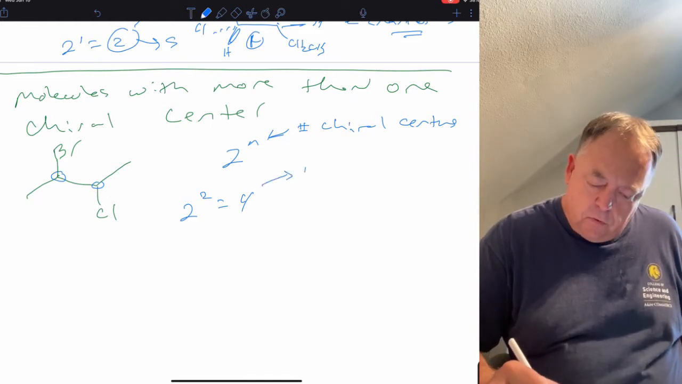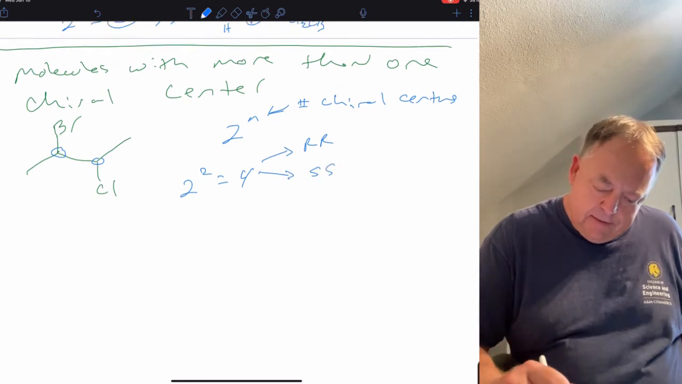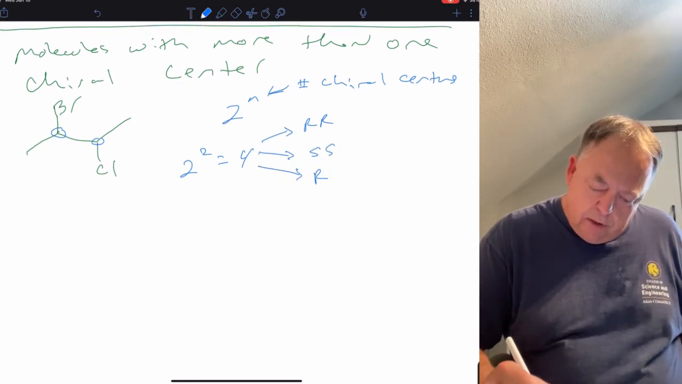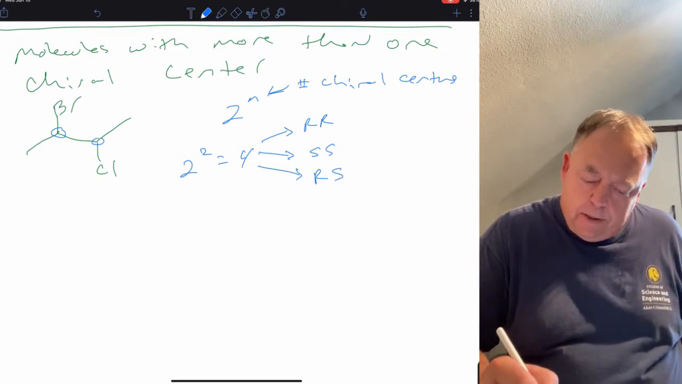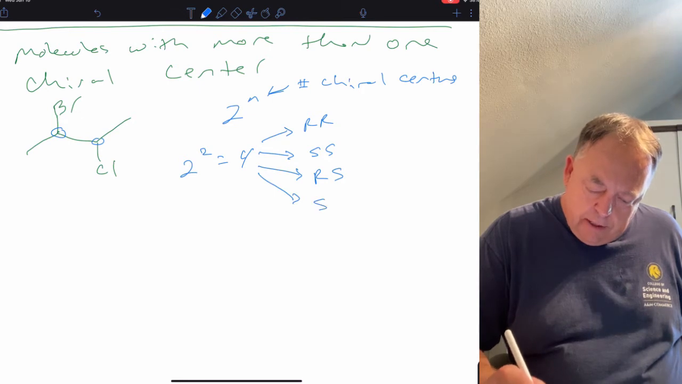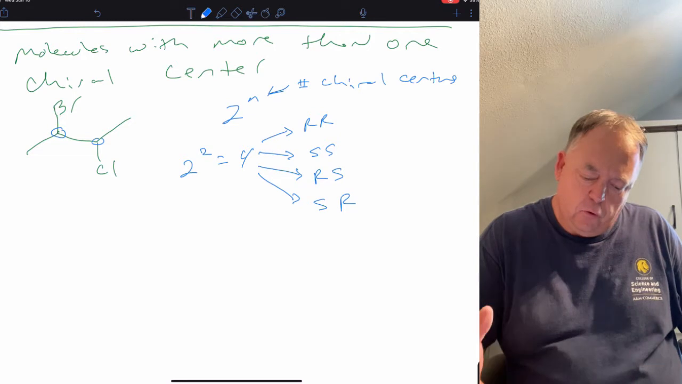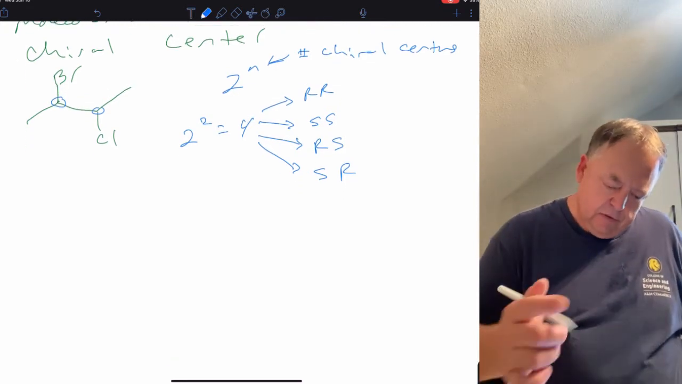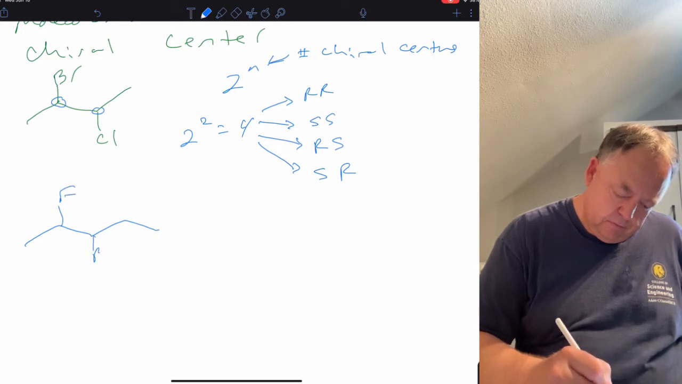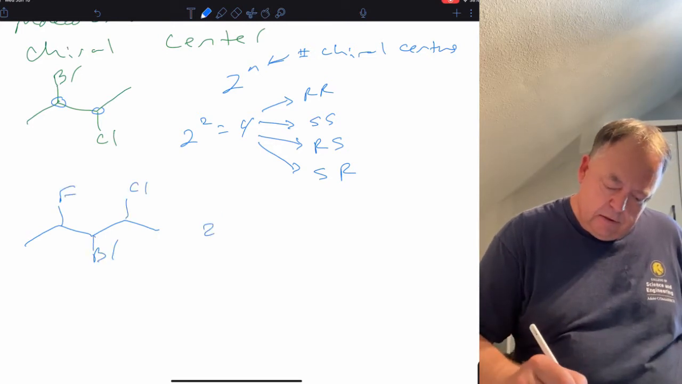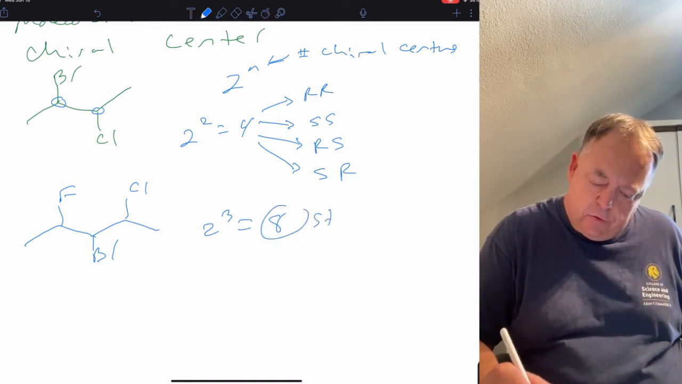What are those 4? Well, both chiral carbons could be R, or both chiral carbons could be S, or 1 could be R and 1 could be S. For example, maybe the one with bromine is R and the one with chlorine is S, or 1 could be S and 1 could be R. So maybe the one with bromine is S and the one with chlorine is R. So there's 4 possible combinations. If you had 3 chiral carbons, then 2 to the 3, so 2 times 2 is 4, times 2 is 8. There's 8 stereoisomers.